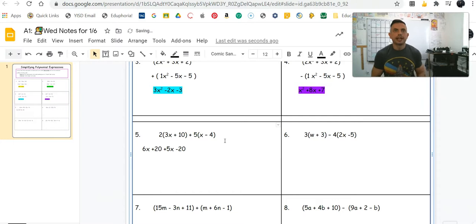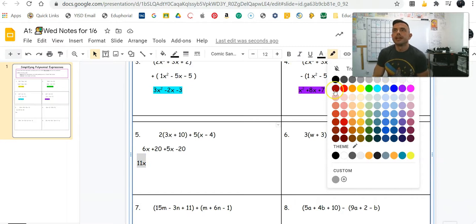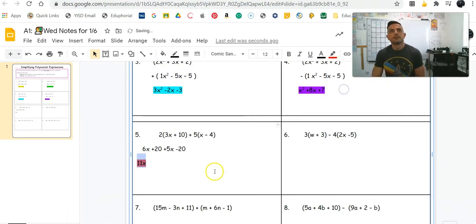I can only combine x's with x's and constants with constants. So I have positive 6x's plus 5x's gives me a total of 11x's. Then I have positive 20 minus 20 cancels out, so I'm left with just 11x as my sole answer. So what looked kind of complicated ended up being pretty easy. All right, so let's go ahead and apply that again over here for number 6.